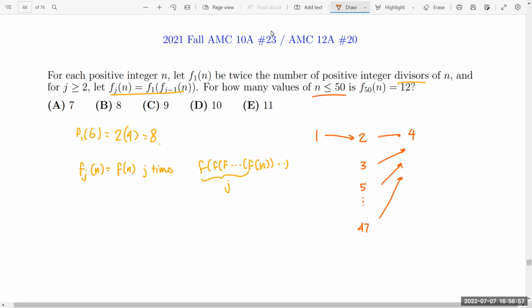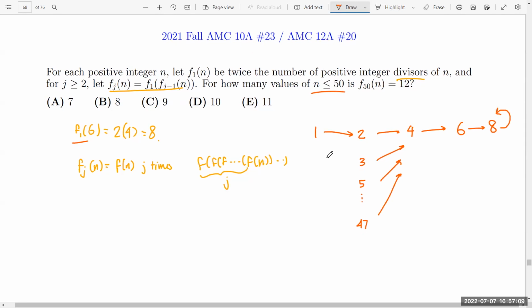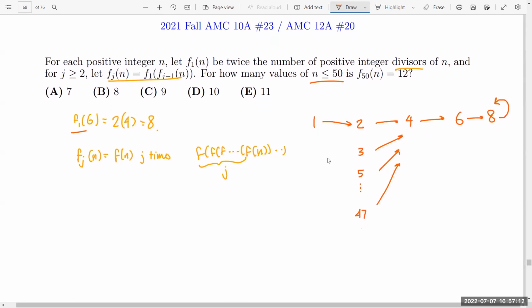4 has 3 factors, which makes it go to 6, and we already said f1 of 6 is 8. And 8 has 4 factors, so 8 actually goes to itself. The next number not on this list is 9, the first composite number not listed here. 9 has 3 factors, so it goes to 6. So you see a lot of numbers go to 6 and then 8 and then loop at 8, which means we're probably not going to get a lot of numbers where it's 12. Anyway, 10 has 4 factors, so 8.